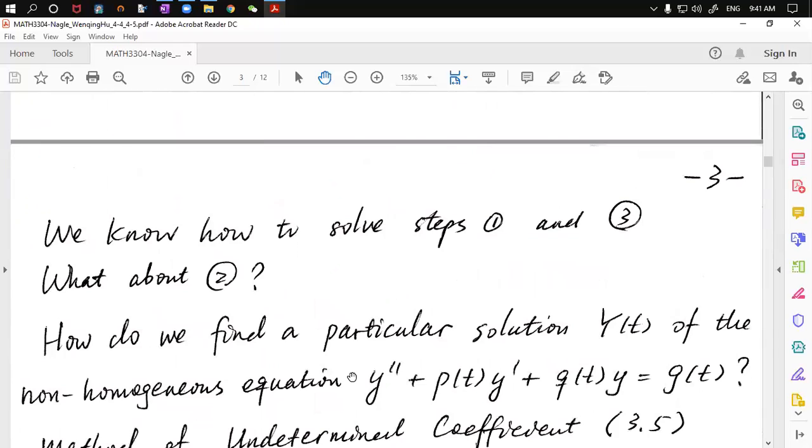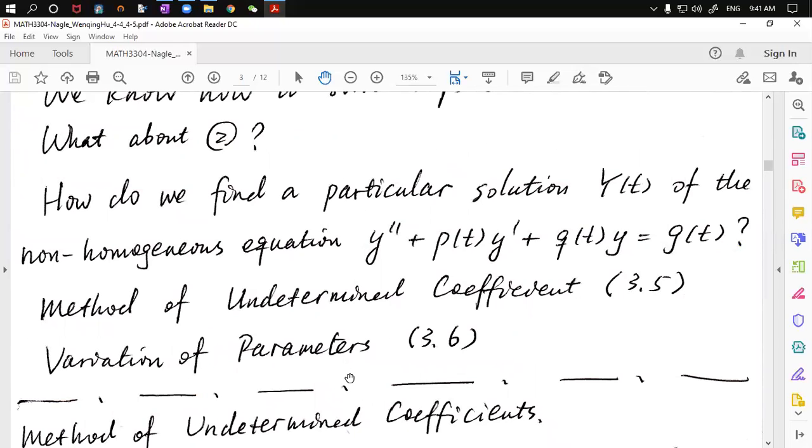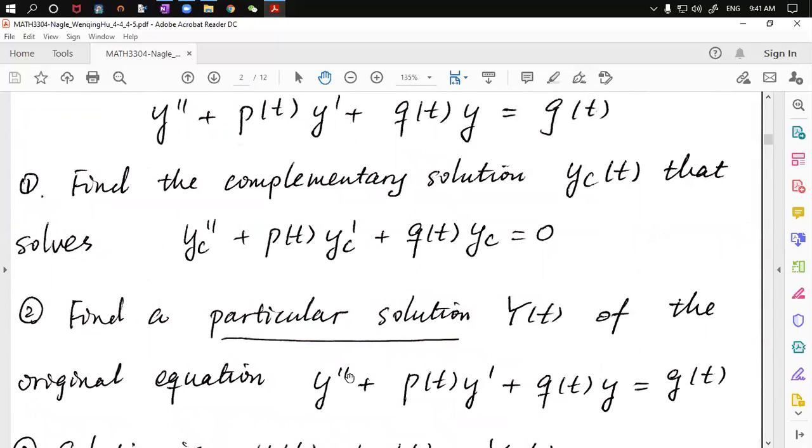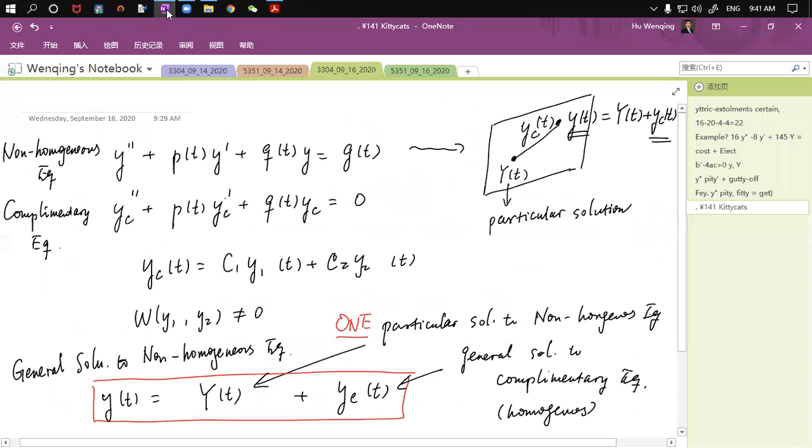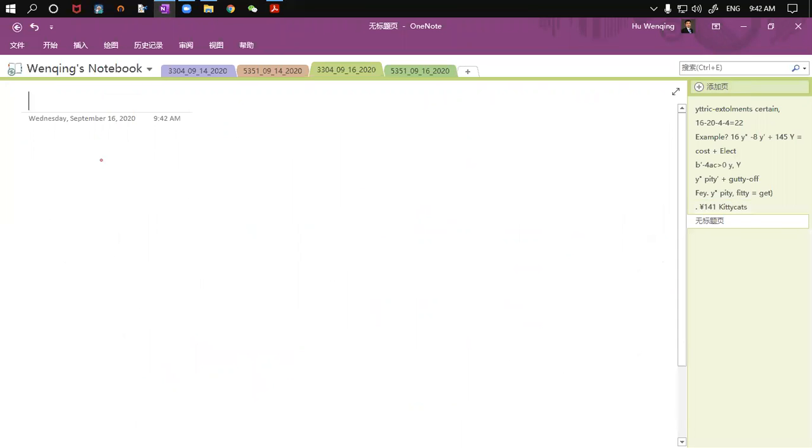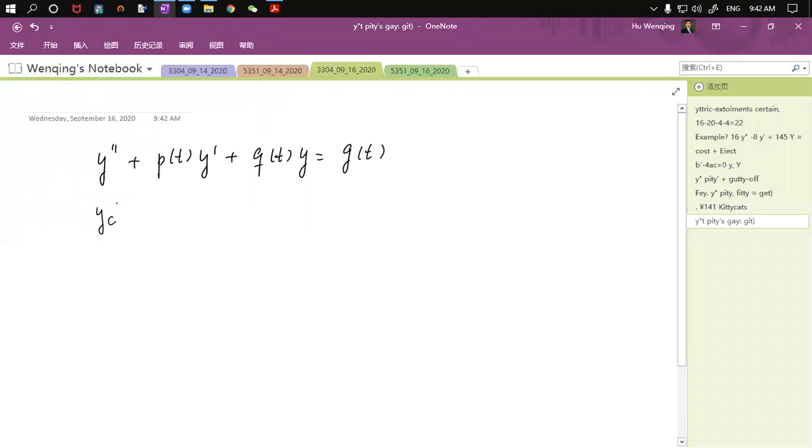So it looks like, from this whole discussion, that if we want to find a solution of the non-homogeneous problem, y double prime plus p(t) y prime plus q(t) y is equal to g(t), I want to solve this non-homogeneous equation. Then it suffices to first solve the complementary equation, y_c double prime plus p(t) y_c prime plus q(t) y_c is equal to 0. Your complementary equation is being solved.